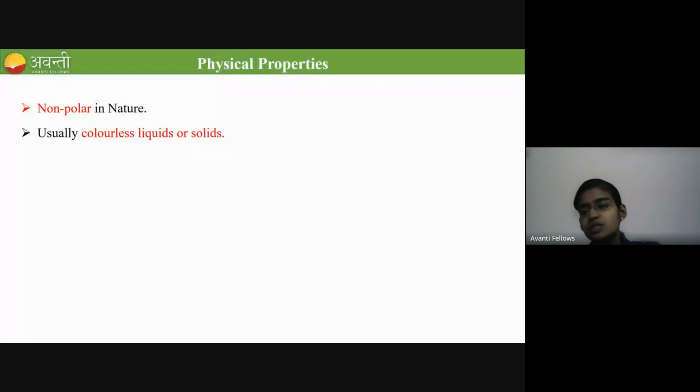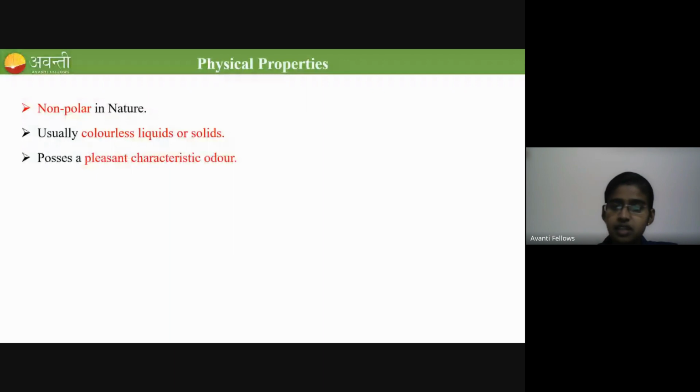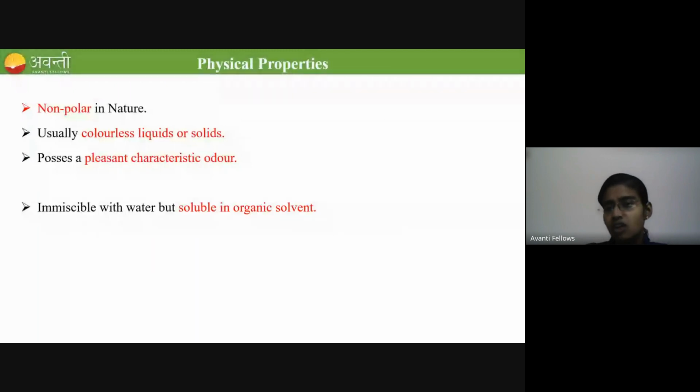They are colorless liquids or colorless solids. So this is the physical nature of it. And since they possess aroma, they are pleasant smelling, so they possess a pleasant characteristic odor. This we have already discussed yesterday. And from the solubility point of view, they are immiscible with water, but they are soluble in organic solvents, same as alkanes.